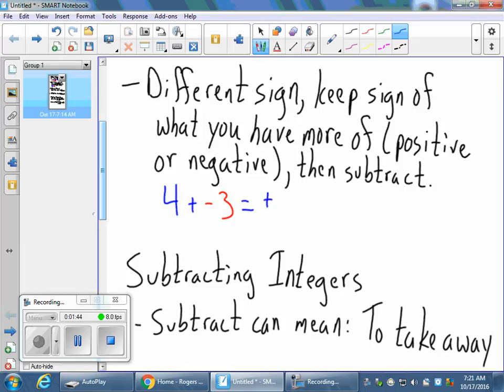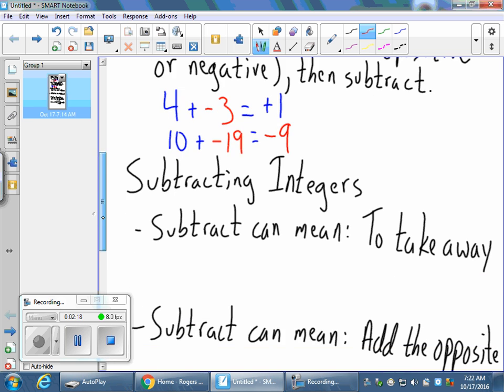And then they say subtract. So we just take 4, subtract 3, and get 1. So our answer is going to be positive 1. And that's how we do all of those types of problems. So even if we have more negatives, say we have 10 plus a negative 19. We know in this case we have more negatives than positives, so our answer is going to be negative. And then we take 19 minus 10 and get 9. So our answer is negative 9.